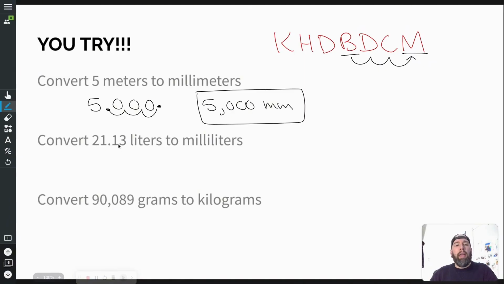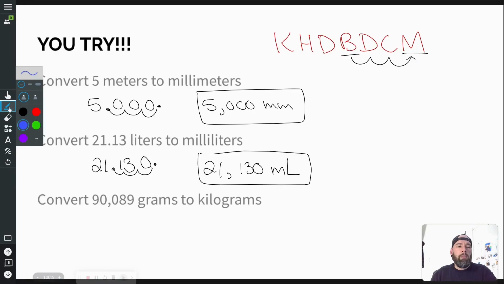Convert 21 and 1,300 liters to milliliters. This is literally the same exact thing. So the base is liters, go to the right 1, 2, 3 spaces. So let's write out 21 and 1300ths. We're going to go to the right 1, 2, 3, put a new decimal there, put a 0 in every space that you see, and that's 21,130 milliliters. And you write that guy out as little m, big L.